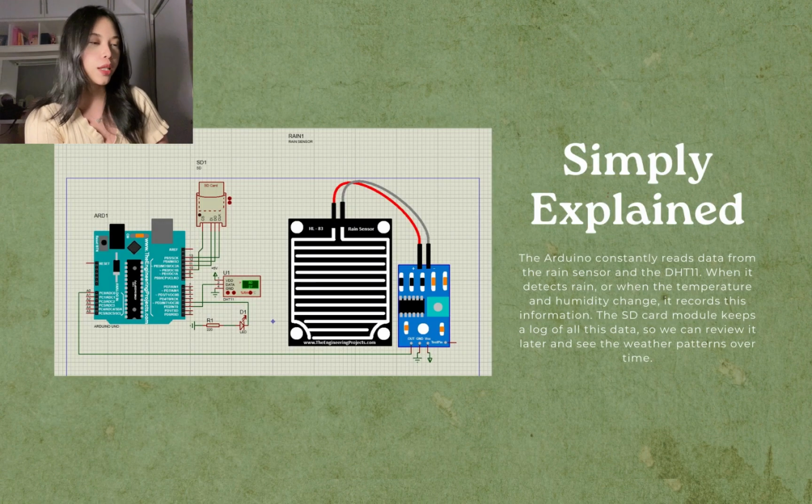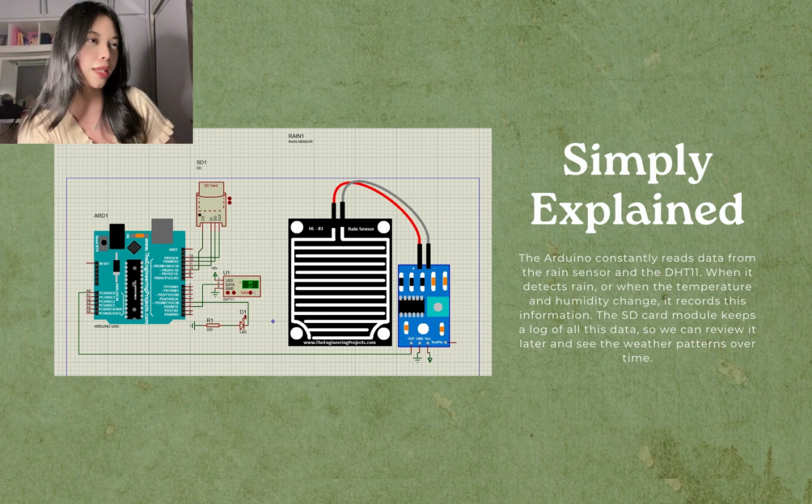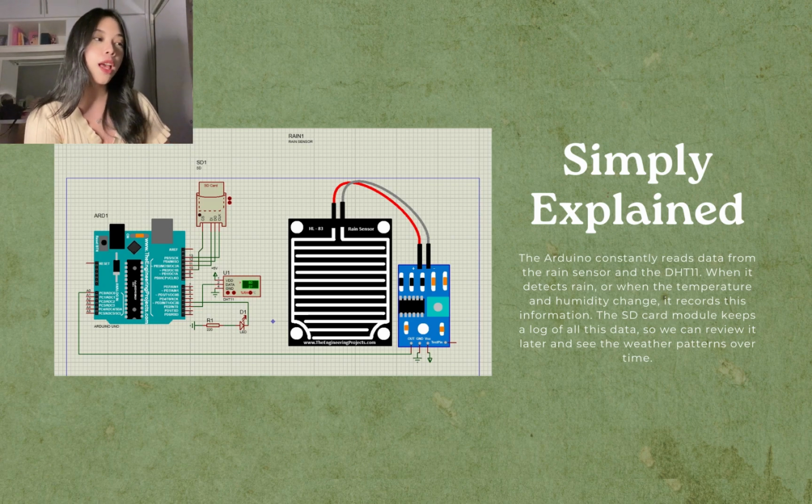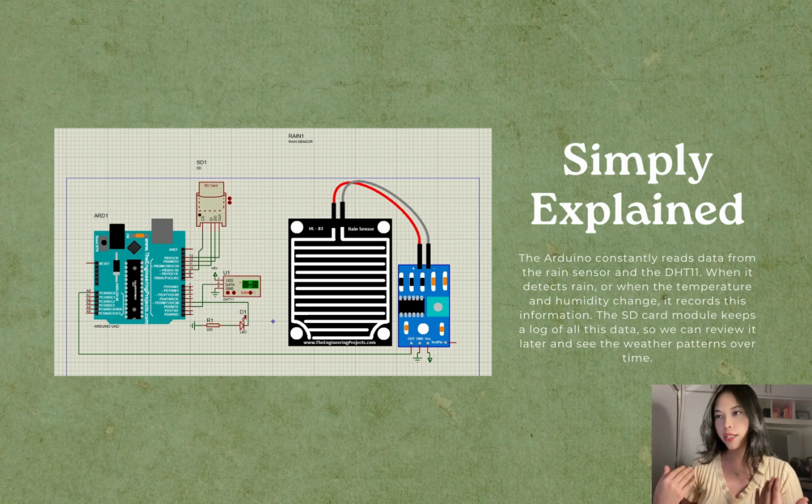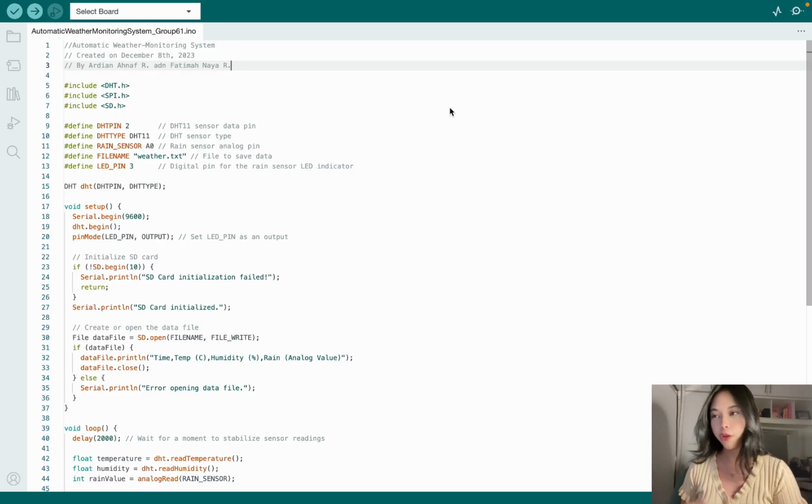Last but not least, we have our schematics. If I'm going to simply explain our project, the Arduino constantly reads data from the rain sensor and the DHT11, and when it detects rain or when the panel is wet, the temperature and humidity will change, and it records this information, and the SD card module keeps a log of all this data so we can review it later. And so here is the code used for running our project.